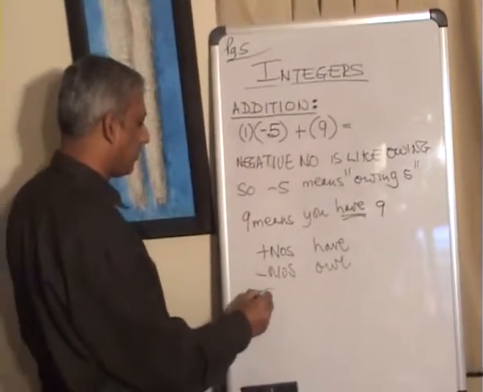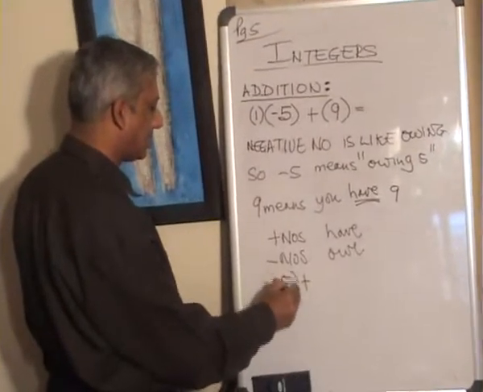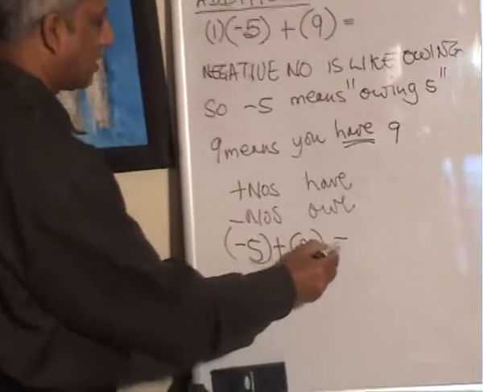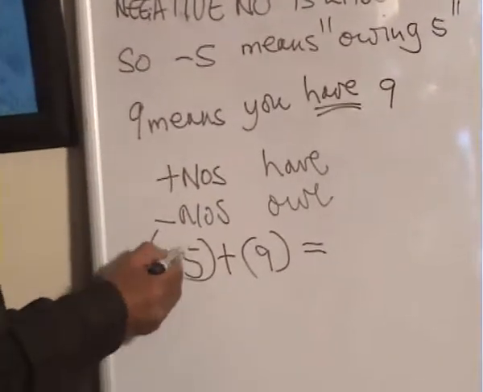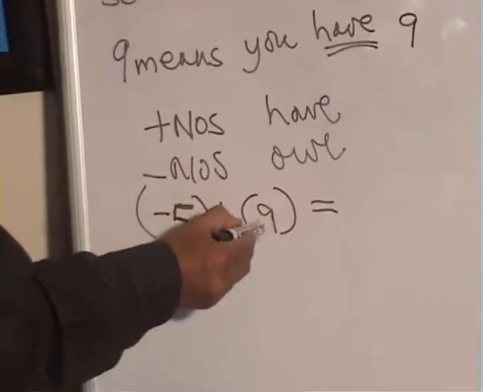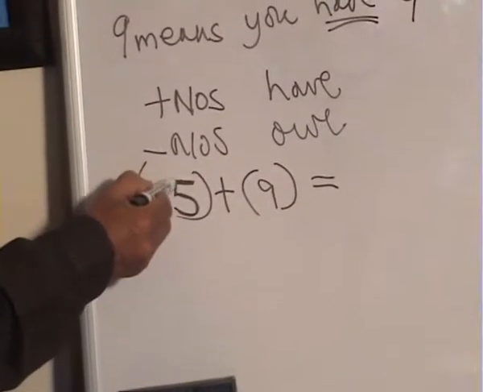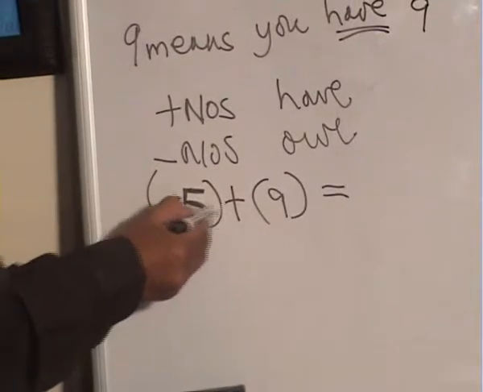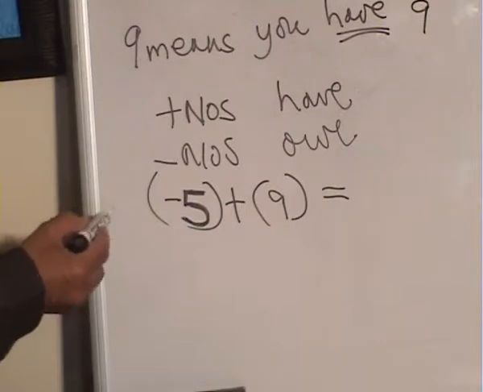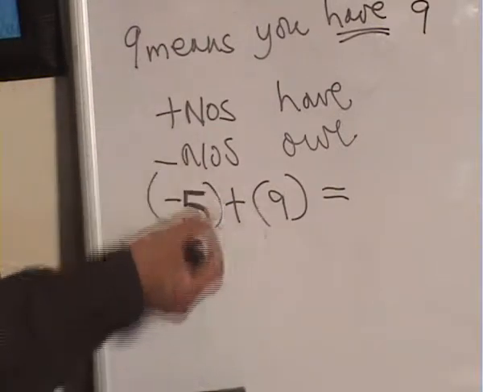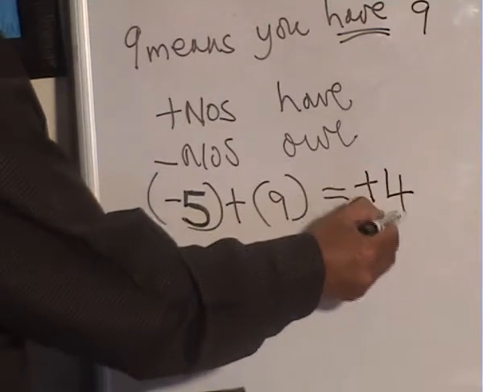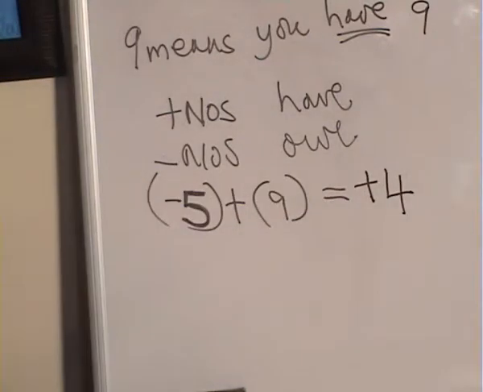So -5 plus 9 means, think about it like money. It's like I owe 5 rand, but I have 9 rand. So if I owe 5 rand and I have 9 rand, after I pay my account, what will happen? I will still have 4 rand. Have means plus, so I have 4 rand, so the answer will be plus 4.